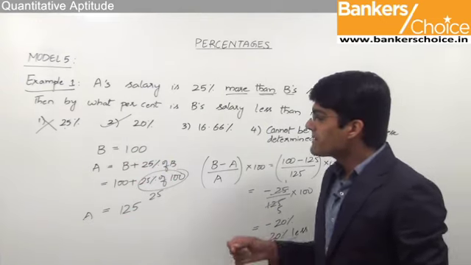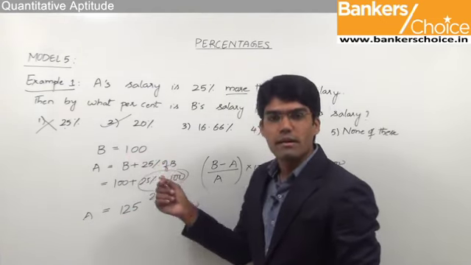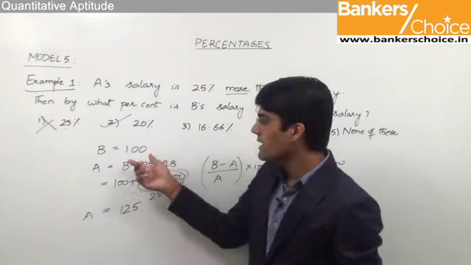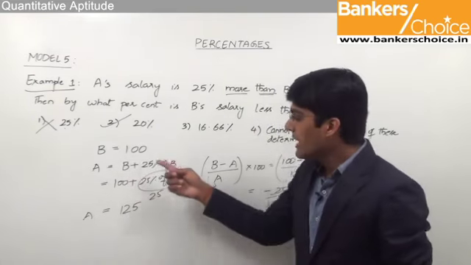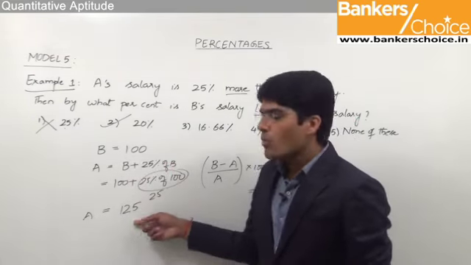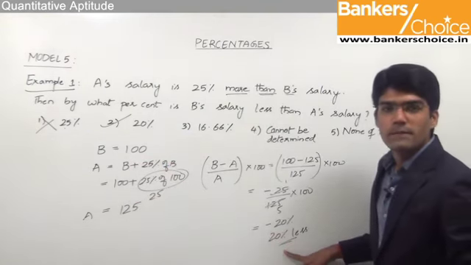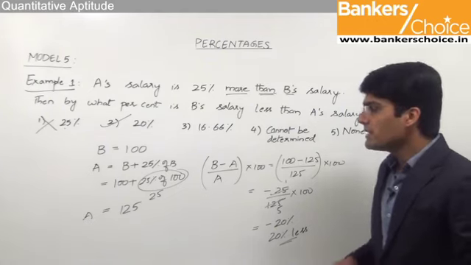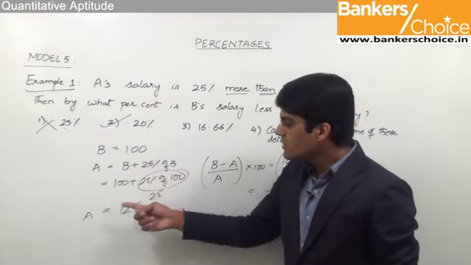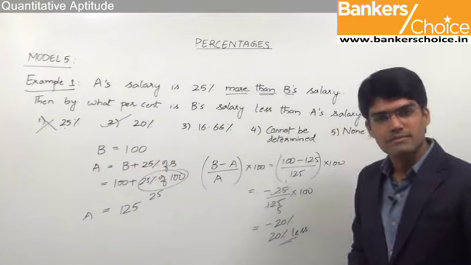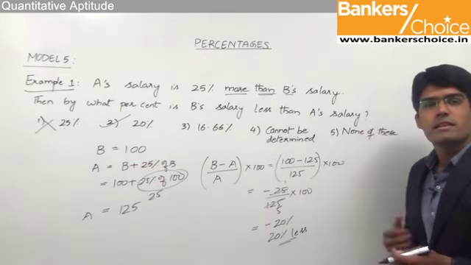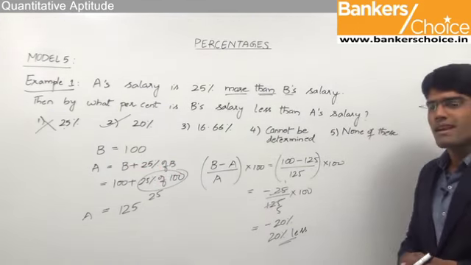Remember, it is not compulsory that we have to take B equals to 100. B can also be taken as 90, or any random value, and accordingly A has to be calculated. Whatever the two values we get here, the final answer will always be 20% only. But it is always convenient that we go for B equals to 100 so that calculation of A becomes easy.